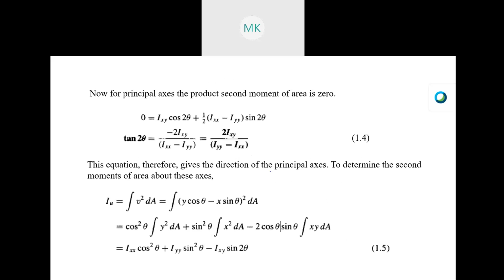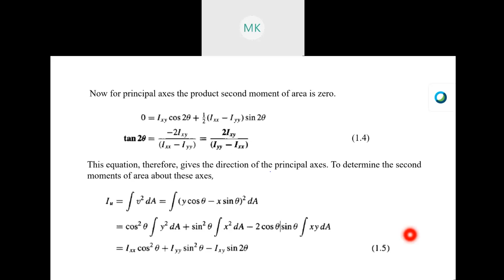and the Iv axis. For that, I have already given two formulas, Ix equal to integration y square dA. So this time, we are considering u and v. So Iu is equal to nothing but integration v square dA. Similarly, if we put the v value here, after that, we need to integrate and we need to find out this Iu value. Just try to solve this, okay?